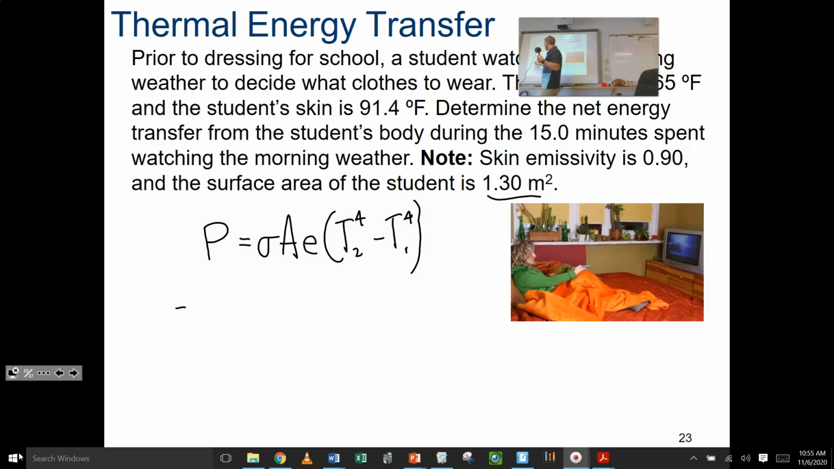All right, so this thing was always that number, 5.6696 times 10 to the negative 8th power. The area was 1.30. I'm skipping over some of the units here just to save space. But you have to watch out when we get to the temperature because this is Fahrenheit. That's not good. The letter E for your skin was 0.9.